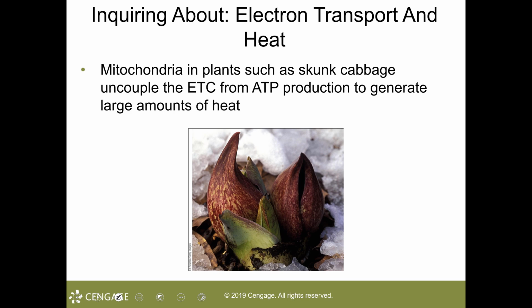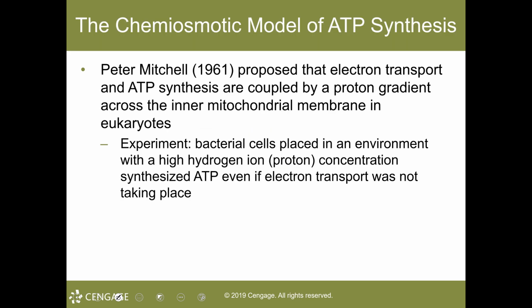It just mentions the mitochondria in plants, such as this skunk cabbage. It has that uncoupling, meaning it uncouples the electron transport chain from ATP production to generate large amounts of heat. So, in 1961, Mitchell proposed that the electron transport chain and ATP synthesis are coupled by that proton gradient that I just mentioned in the inner mitochondrial membrane in eukaryotes.